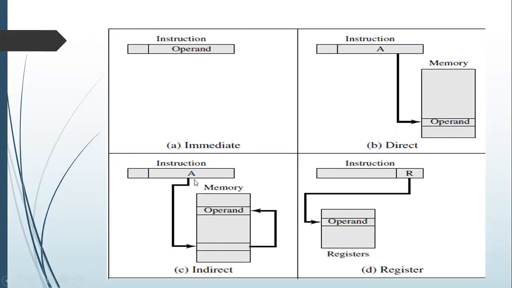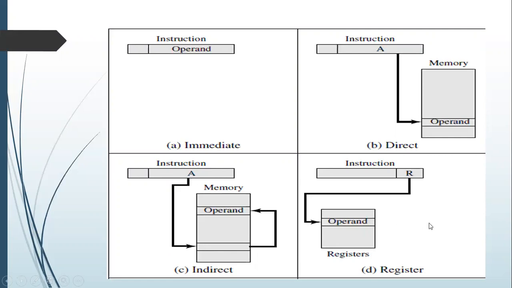Okay, so you cannot directly get the operand from this address, but you can get the address of the operand from this address. Okay, remember, address of address. That's why this is called indirect addressing mode.